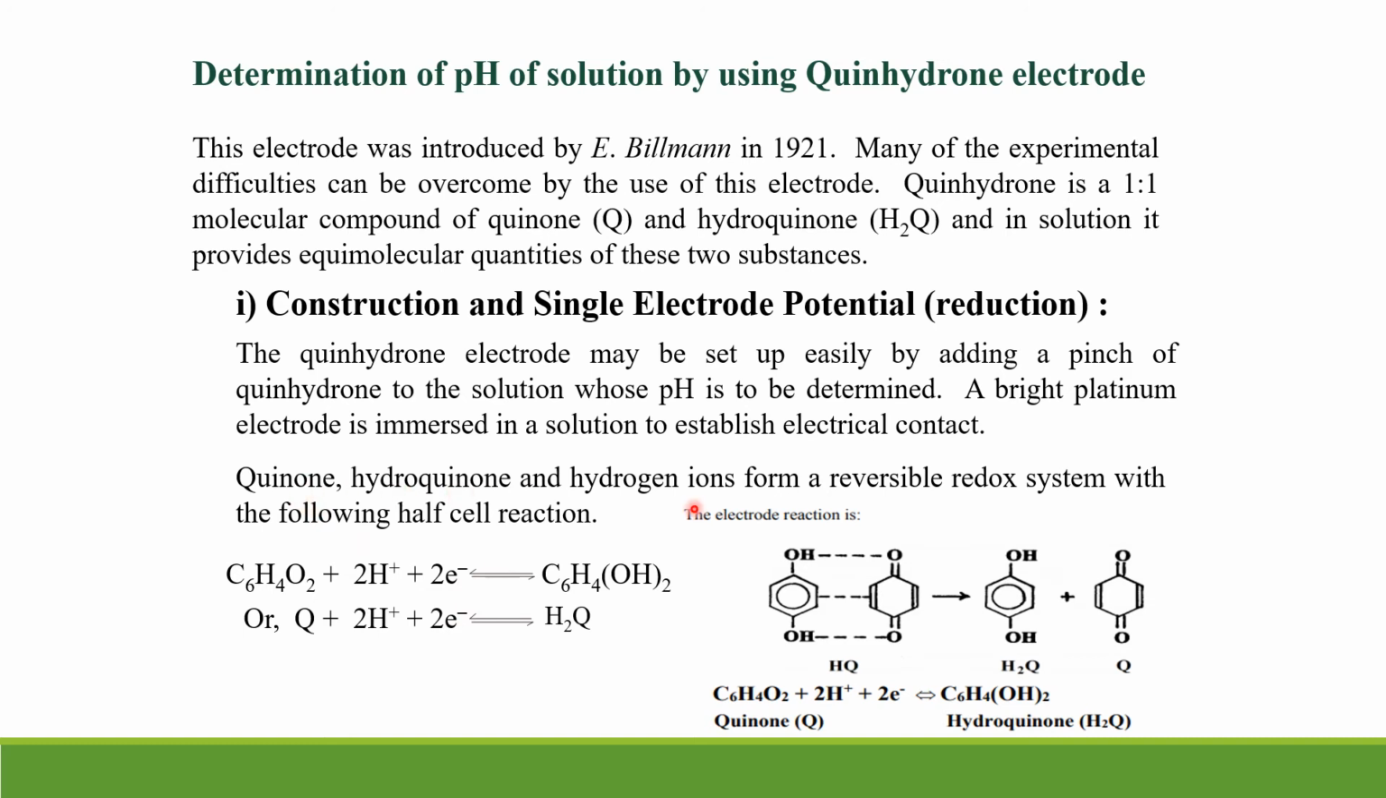Quinone, hydroquinone and hydrogen ions form a reversible redox system. With the help of the following cell reaction, here you can see the reversible redox reaction. This is the quinone in contact with hydrogen ion concentration, in contact with 2 electrons, gives hydroquinone, or in short we can represent the quinone as Q and hydroquinone as H2Q. Here you can see the structure of quinone Q and hydroquinone.